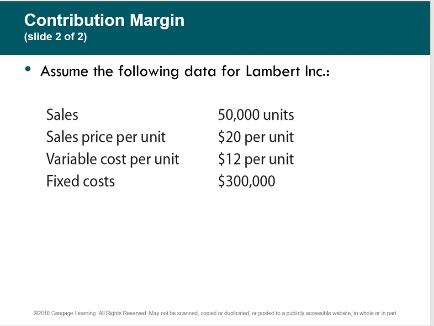Here is this Lambert Inc. They've got 50,000 units. $20 per unit is their selling price. The variable cost is $12. So you can see they're making $8 per unit in contribution margin here, but their fixed costs are $300,000, not a small piece of change.